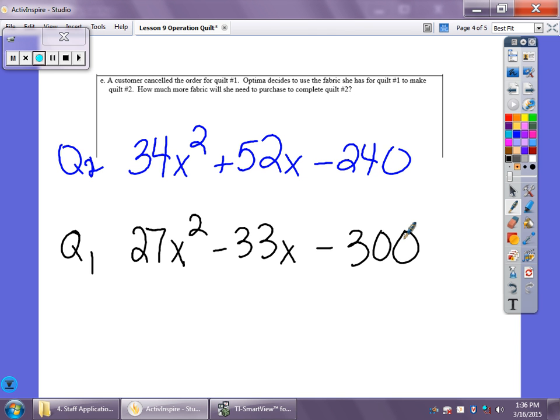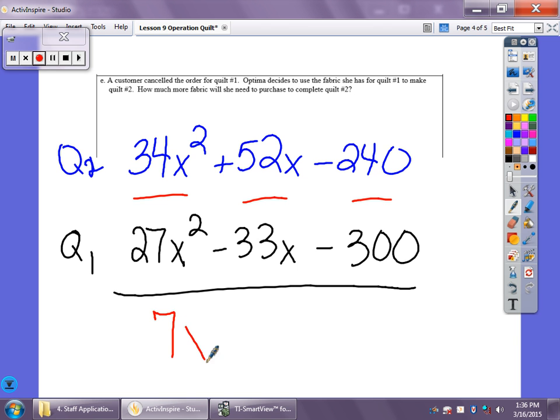Now, this is the total I need to make quilt 2. I have this much fabric because the person canceled their order. I want to know how much more fabric I need to purchase. So I want to know the difference. So I'm going to go ahead and I'm going to subtract. 34 minus 27 is 7x squared. 52 minus a negative 33 is 85. And negative 240 minus a negative 300 is plus 60. So this is how much more fabric I need to complete the quilt.